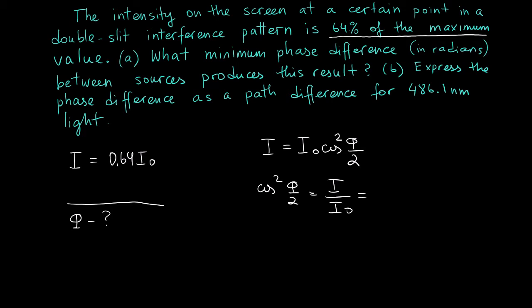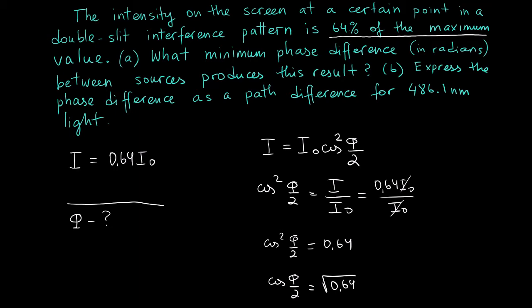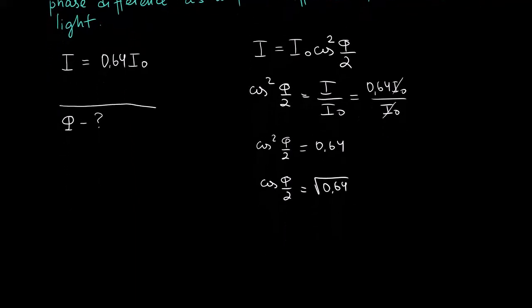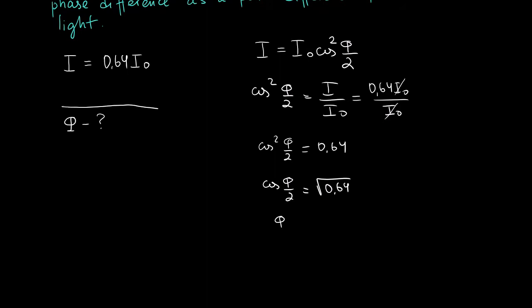And plug in our I, which is 0.64 I naught, over I naught. I naught will cancel out. We'll end up having cosine squared phi over 2 equals 0.64. Now let's take a square root from both sides. We'll have cosine phi over 2 equals the square root of 0.64. And then finally, we can find phi equals 2 times cosine inverse of the square root of 0.64.